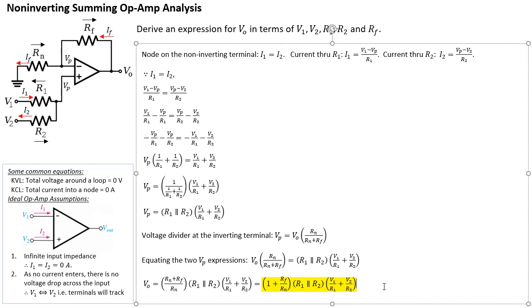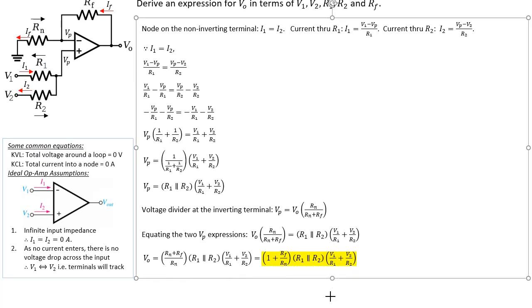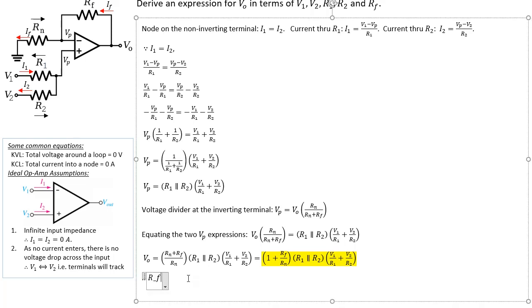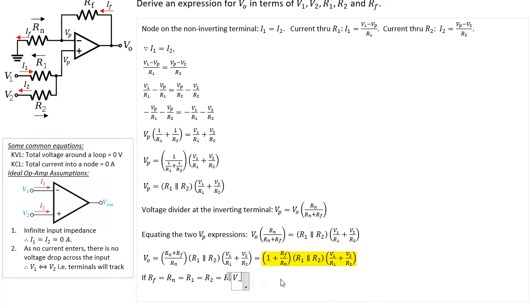So let's just look at an example of what happens. Let me just bring that down a bit. What happens when we have a certain scenario? I'll just show you one example. If we have everything the same, that means we have Rf equal to Rn equal to R1 equal to R2, and all of this equal to R. If we have such a condition, then our equation at the top here, we can simplify. It's going to get simplified to what?